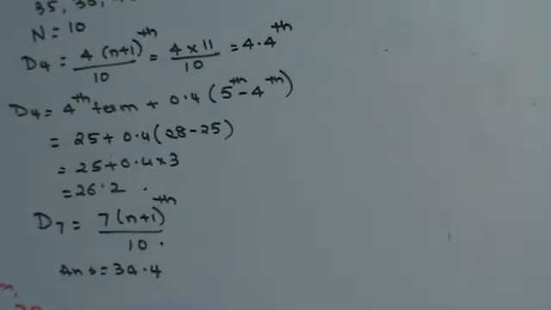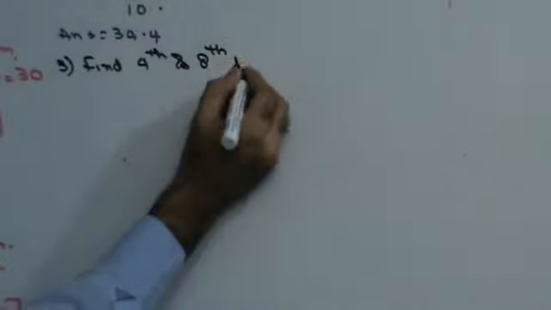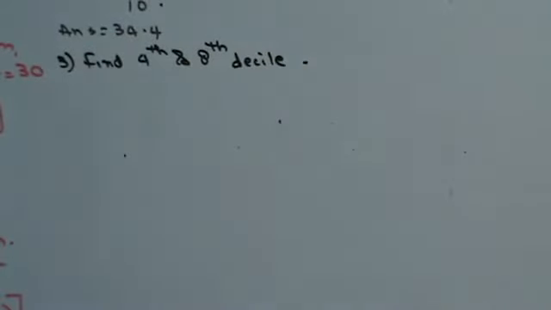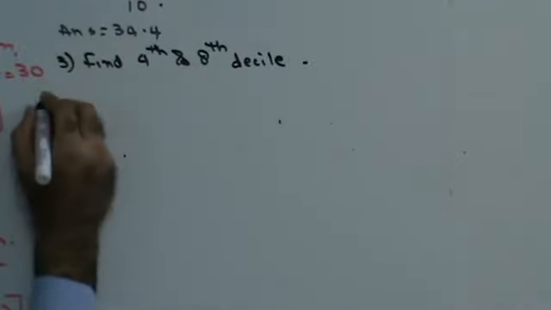Let's see another sum, guys. I'm going to put up a couple of sums and I'll let you all solve a couple of sums. Find the 4th and 8th decile for the following data. Now I'll find the 4th and I'll leave the 8th for you to solve. That way you will know how to solve the sum. Let's see the data first.